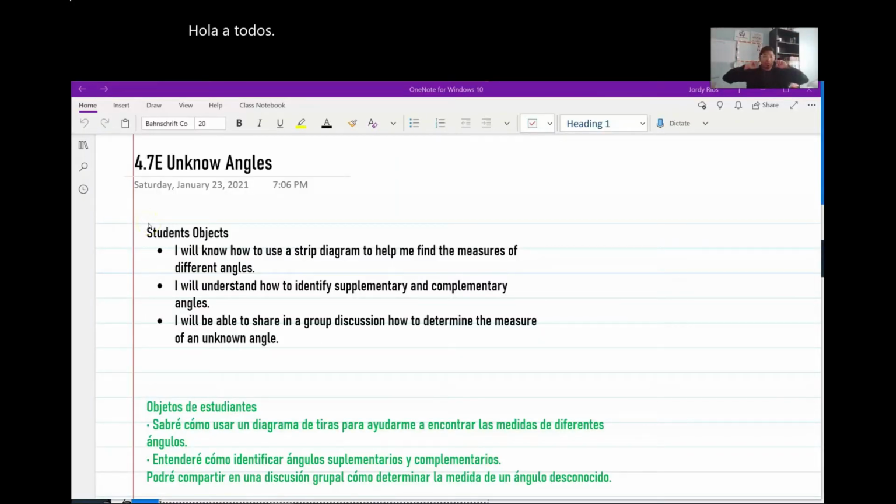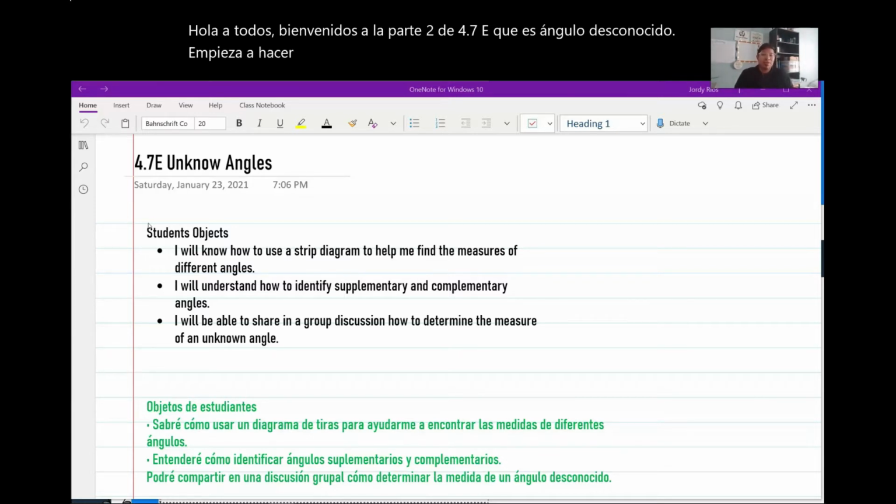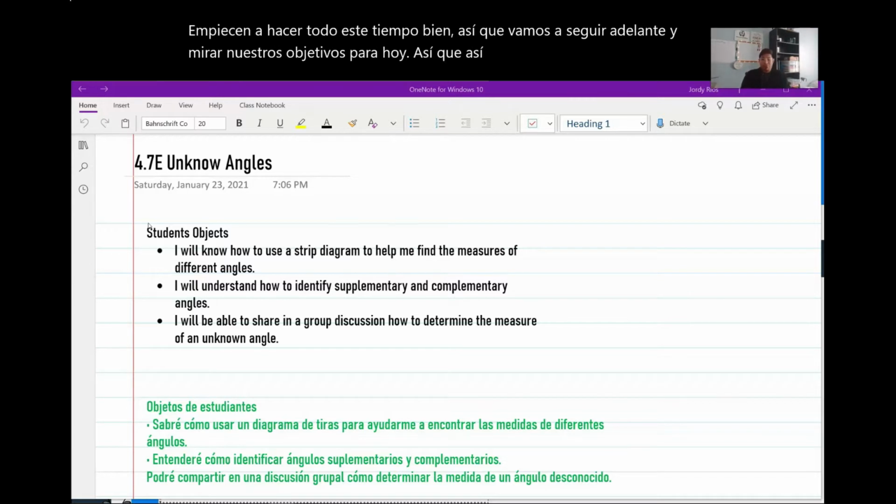Hello everybody, welcome to part 2 of 4.7e, which is unknown angles. Alright, so let's go ahead and look at our objectives for today, so that way we can get started on some notes for how to find the mystery angle, the unknown angles.